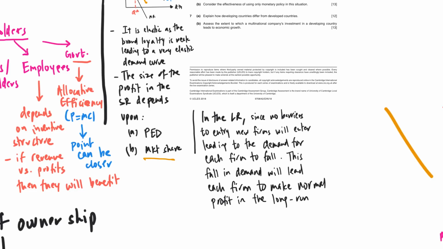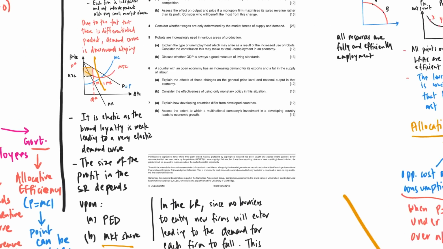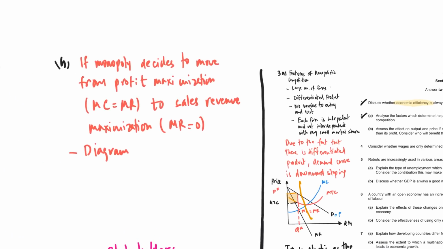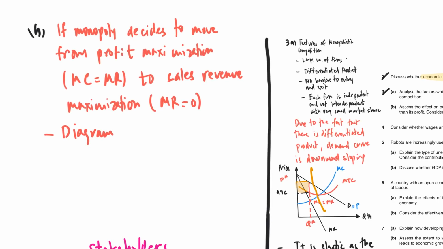Moving on to the next question, part B says: assess the effects on output and price if a monopoly maximizes its sales revenue rather than its profits. So when you look at the monopoly's decision to move from profit maximization to sales revenue maximization, we have a diagram like this.